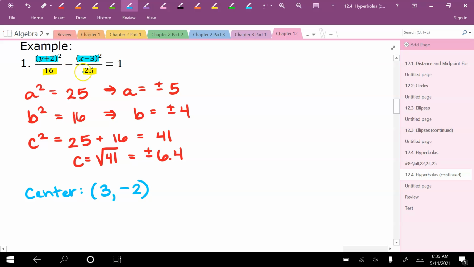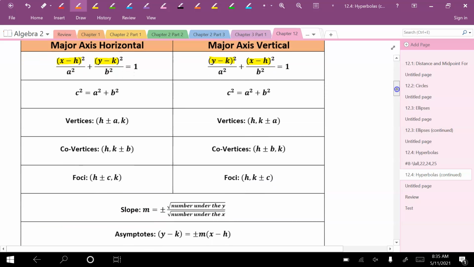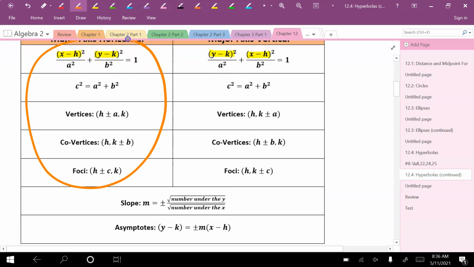Now, coming back up here, 25 is the bigger number, and above that is the x, so I'm going to be using this side of my chart, the left-hand side. I'm going to use all of this information to help me now find my vertices, my covertices, and my foci. And then we'll do the slope and those asymptotes like we did yesterday.